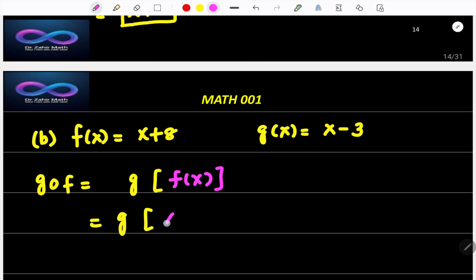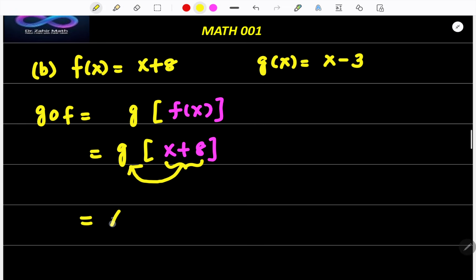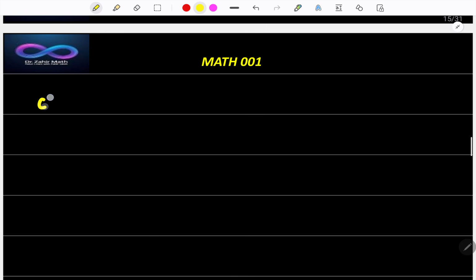Your f of x is x plus 8. Now what are we going to do? This x plus 8, you go to g and put. What is your g? x minus 3. So this equals x plus 8, and in the place of x you are going to put this one. So x plus 8 minus 3, which is equal to what? x plus 5. Clear, all of you? So easy. Next, C question.